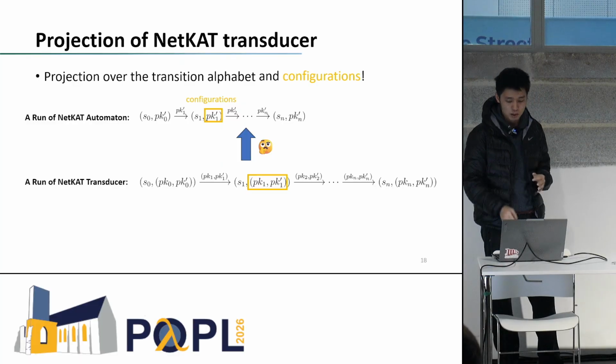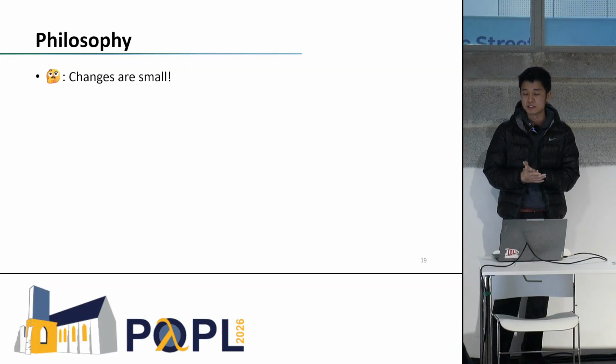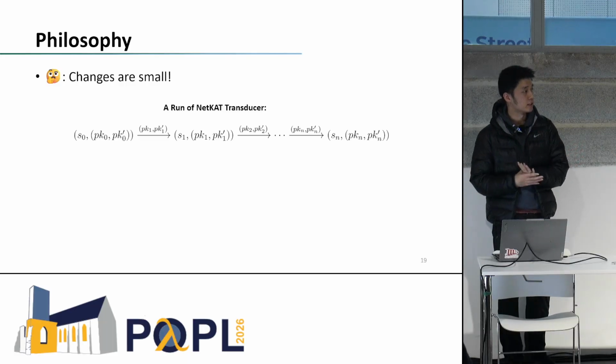So how do we solve this problem? Let's get back to our first principle. Why are we designing this language? Because changes are small. What does it mean by changes are small? Let's see through the NetKAT transducer.